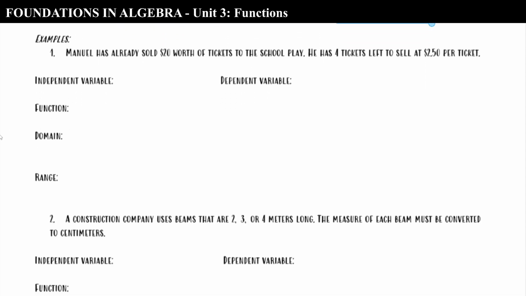So for example 1, Manuel has already sold $20 worth of tickets to the school play. He has 4 tickets left to sell at $2.50 per ticket. So our independent variable is going to be the number of tickets that he sells, and he has up to 4 that he can sell. We'll talk about that in a second. The dependent variable is the total amount sold, the total monetary amount that he sold.